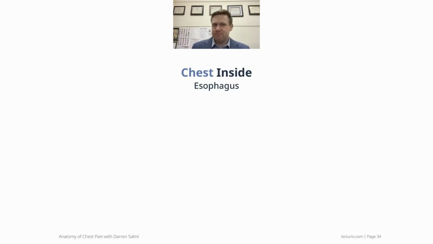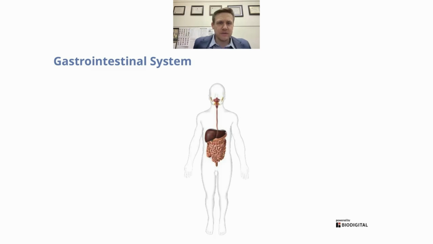Next, we're going to look at the digestive system. Like, wait, why would the gastrointestinal system? We're talking about chest pain. And when you think digestion and gastrointestinal system, your mind probably jumps straight to the abdomen. And granted, that's where the majority of the digestive system or the gastrointestinal system is going to be located.